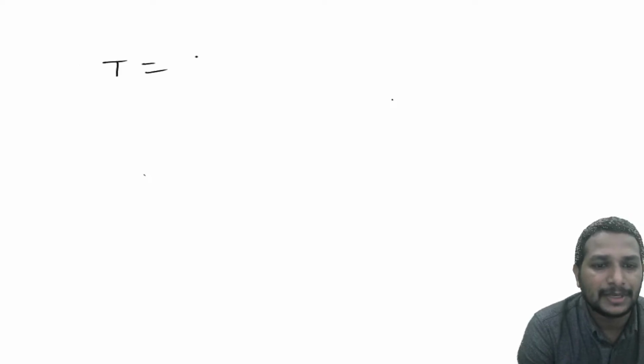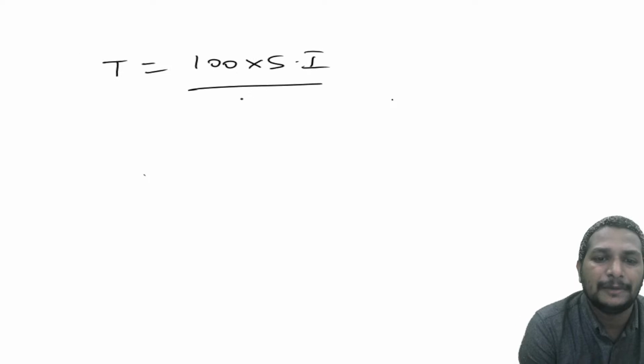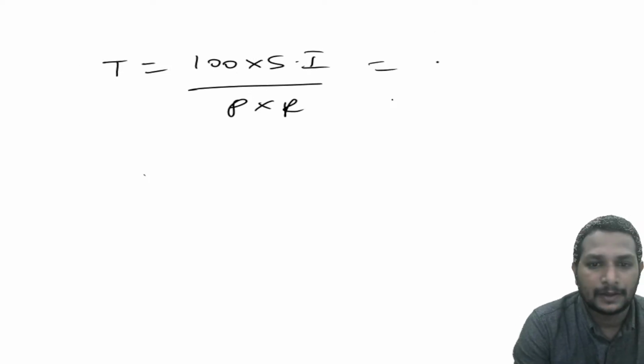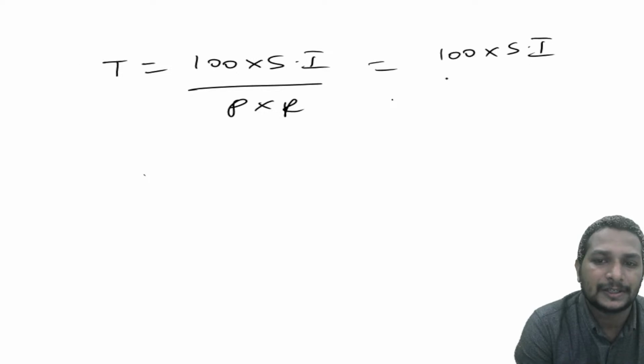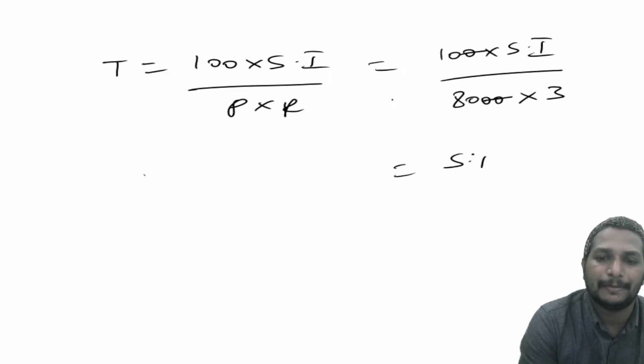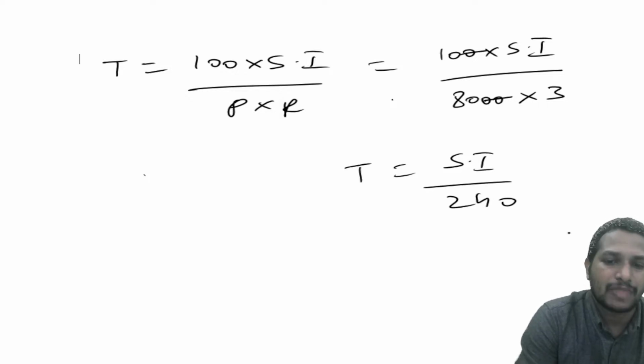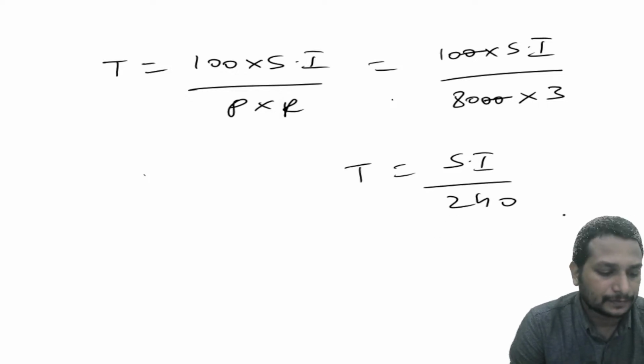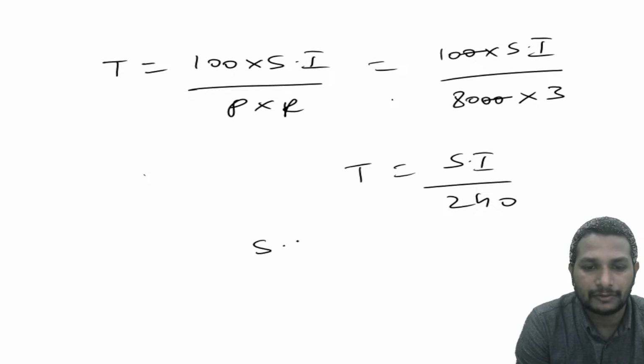Try to check that. First part is what time 8,000 at 3% per annum, right? First, let's take the time. Time equals 100 into simple interest by P into R. 100 into simple interest. The principal is given as 8,000. Rate of interest is 3. SI by... here they gave one more interest.